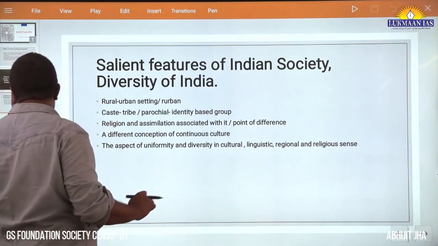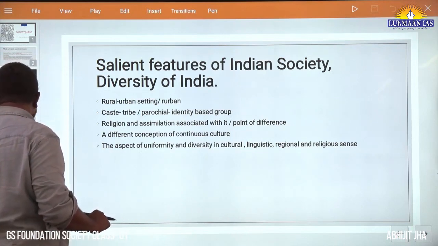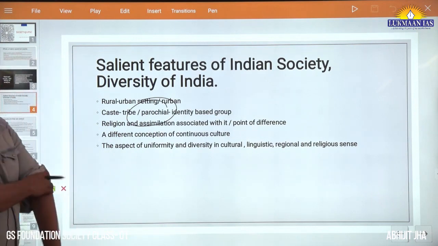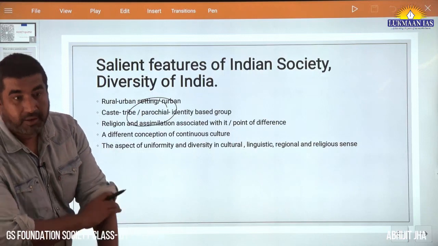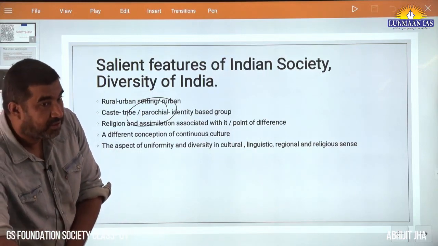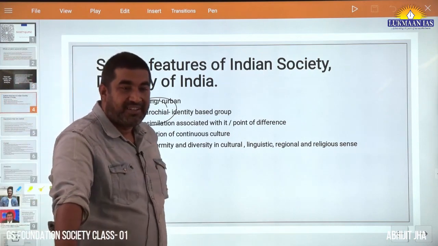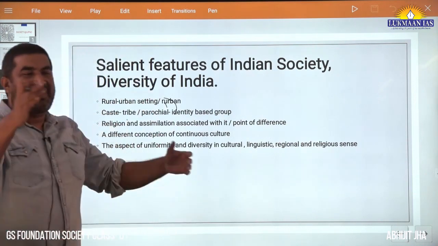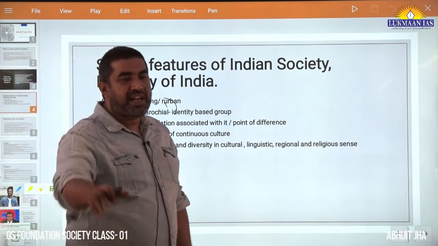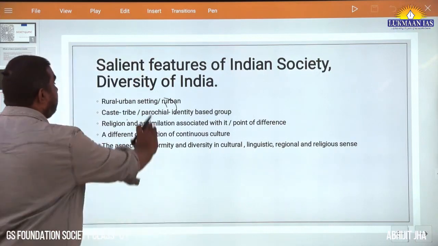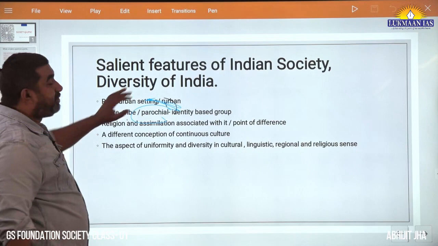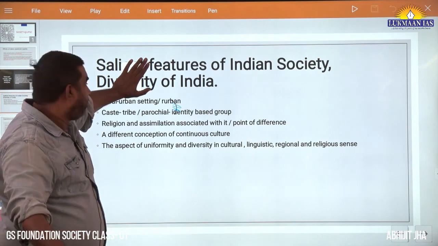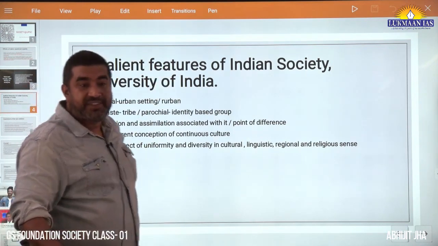Do you understand the meaning of parochial? What does parochial mean? Parochial means something which is very ancient, primitive, identity based. So parochial identity based. When you are using your caste and such other things, then you will use parochial. Religion, parochial, because it is not in consonance with the modernity that we are witnessing now. So parochial identity based group, caste based affiliation.